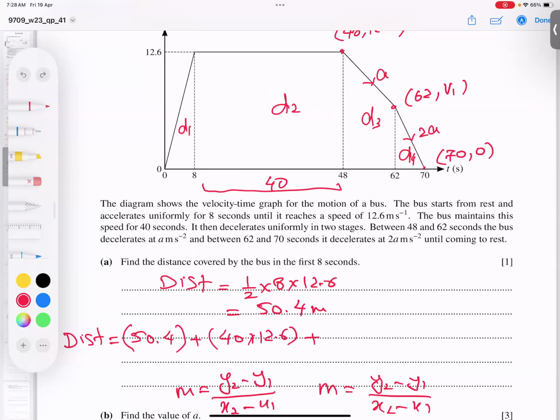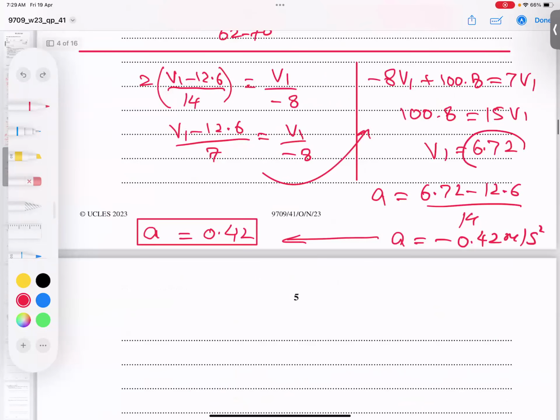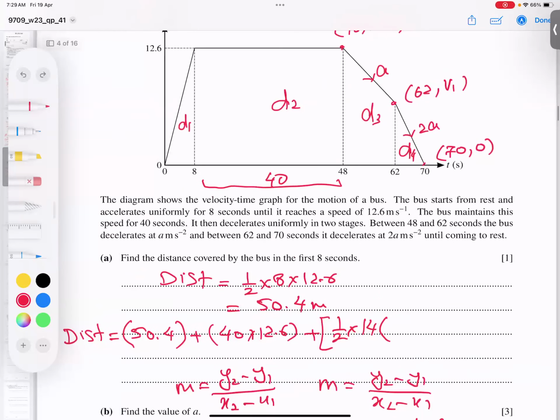What about the trapezium? For your knowledge, this and this are parallel to each other. So this is called A, this is called B. Whenever you know the trapezium formula, you apply it. This gap between is called height. So look at now here, I'm going to apply half and height. Height is 62 minus 48, so it is coming 14. And A is this height, B is this height. A is V1, which I just got, 6.72.